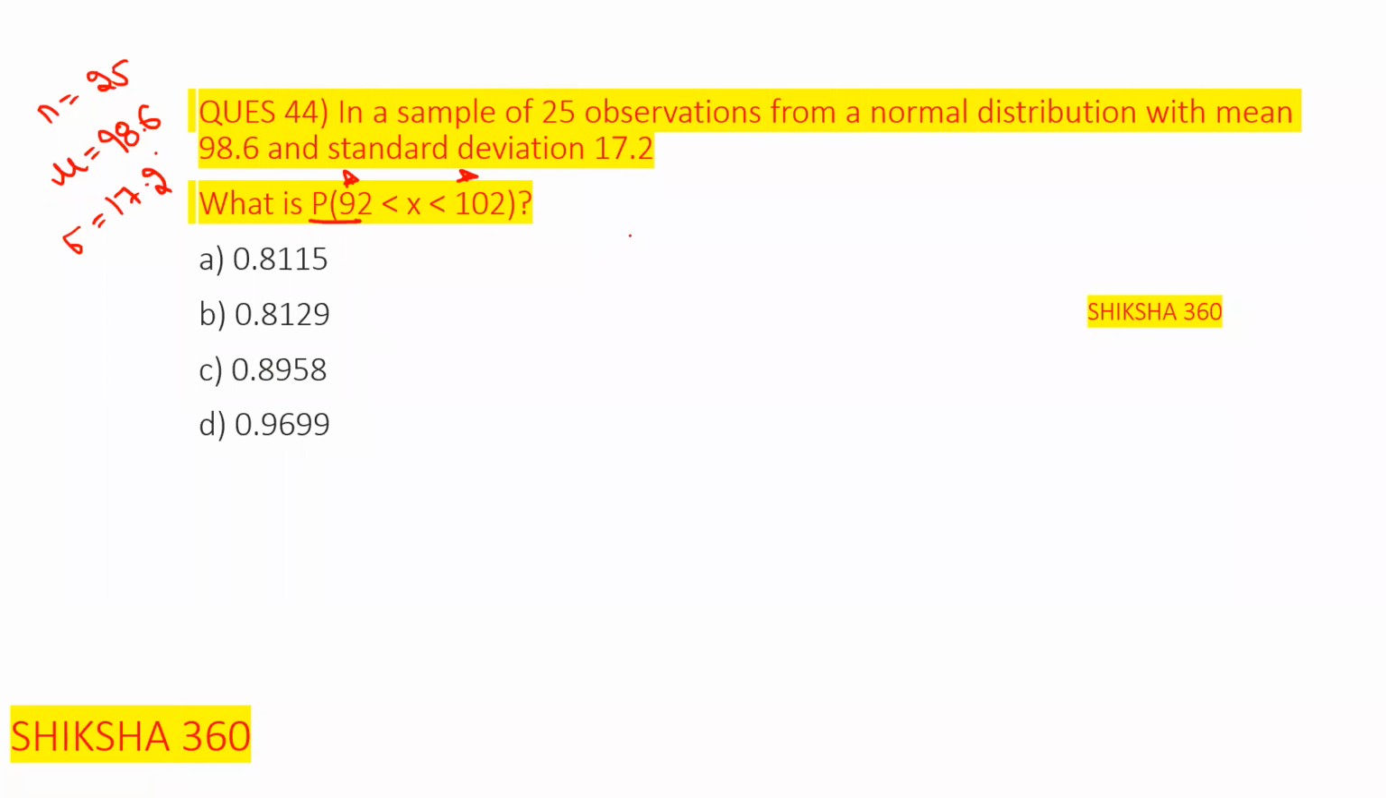So what is the formula applied here? z is equal to 1 by sigma x bar into x bar minus mu. What they have given is x bar, from 92 to 102. In one case we will take it as 92, and in the other case we will take it as 102. Here mu we already have, 98.6.